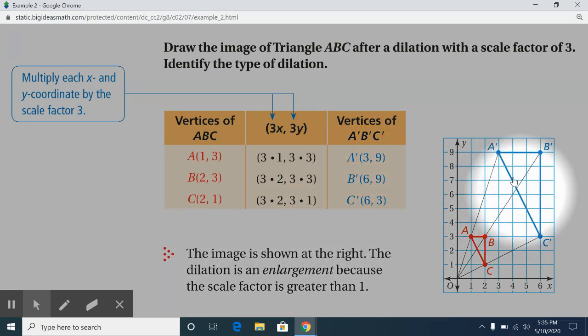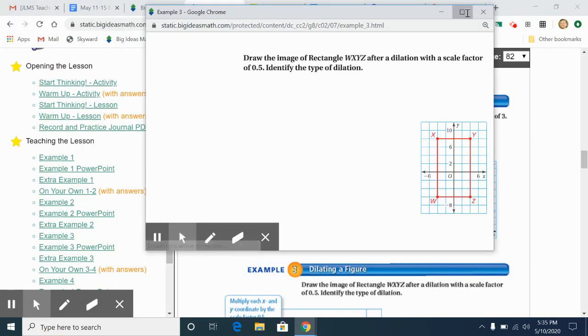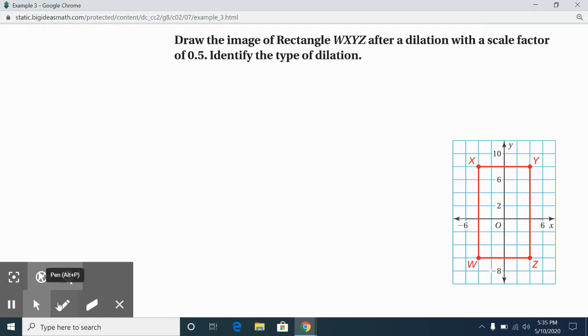It just says the image is shown at the right. The dilation is an enlargement because the scale factor is greater than 1. So what it's saying is when the scale factor, which was 3 here, is greater than 1, it's going to make the original figure larger. So it's going to be an enlargement. So let's look at what happens when the scale factor is less than 1.